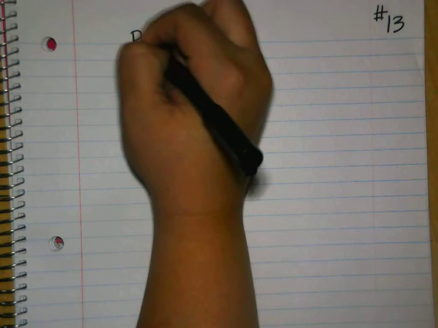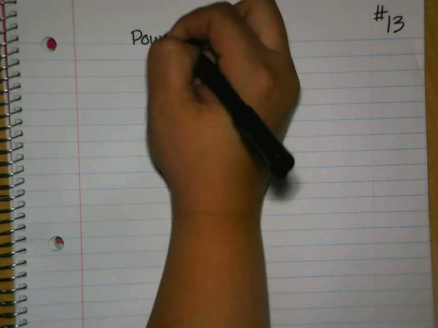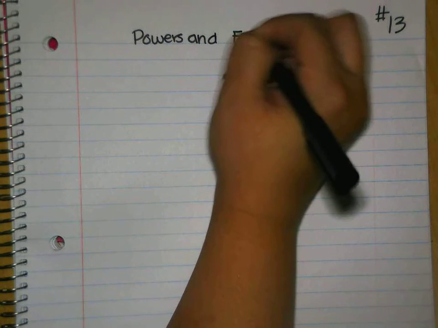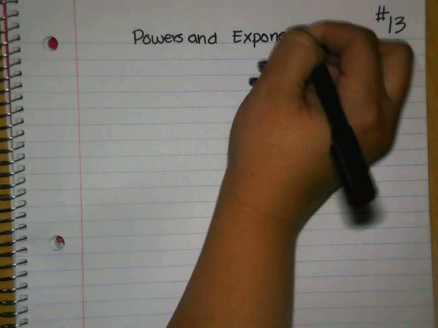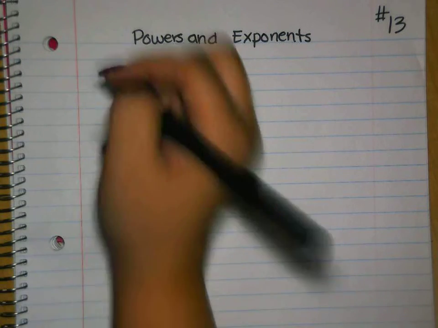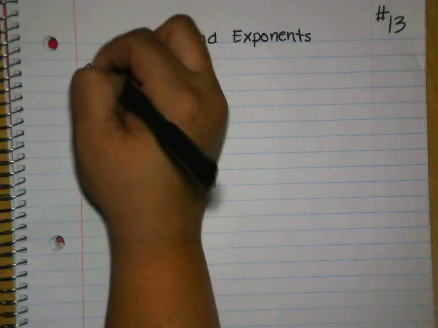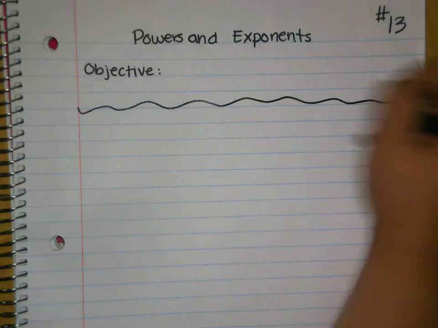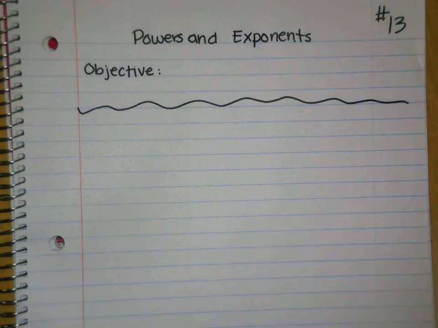So we're going to try doing some video notes today, and we're going to be starting with number 13 in your notes. And this is going to be on powers and exponents. Okay, so we need to write the objective, which you should have written from your Canvas unit. And after the objective, then we are going to start taking our notes.